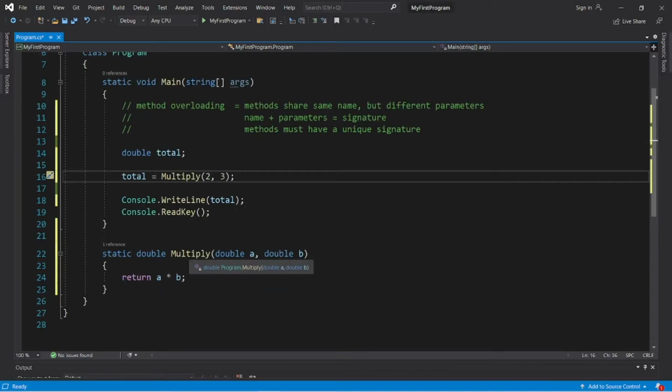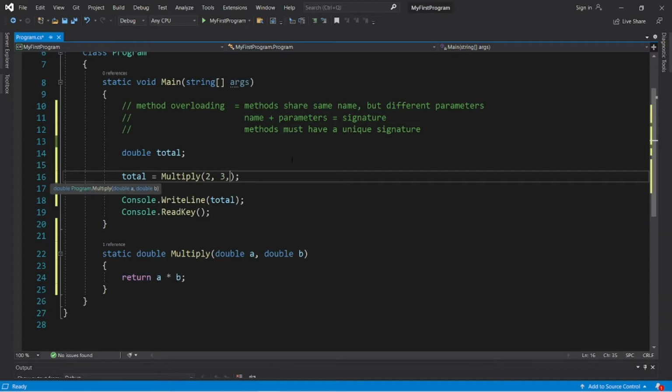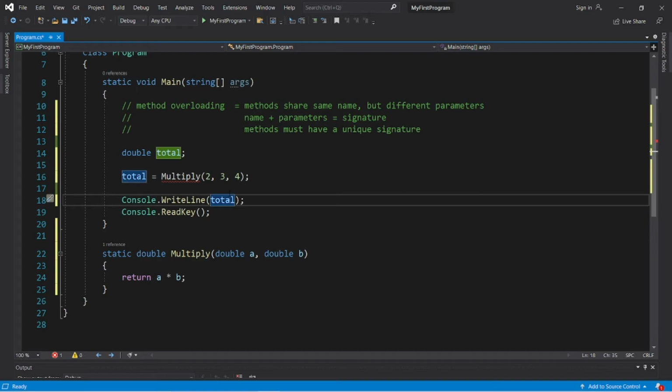Let's take this method, for example, called multiply. This returns a times b. So what if I would like to multiply more than two numbers, like three numbers? Well, this method is only set up for two arguments. So one thing that we could do is method overload. We can reuse the same name, but we need different parameters.